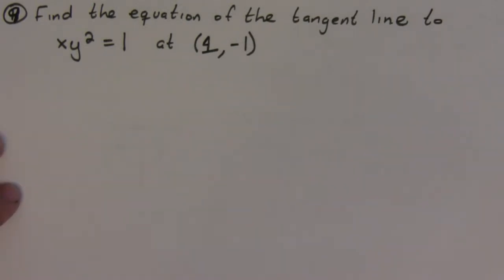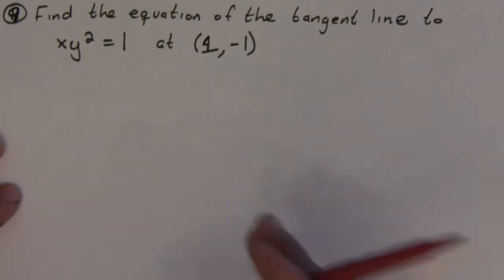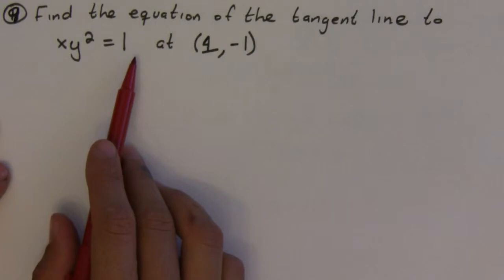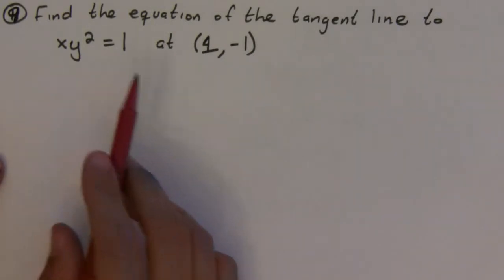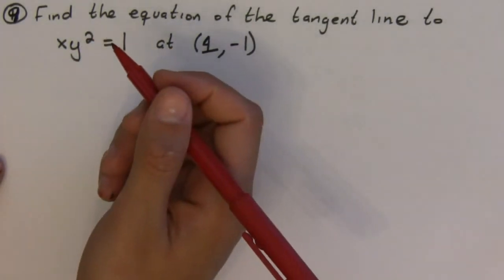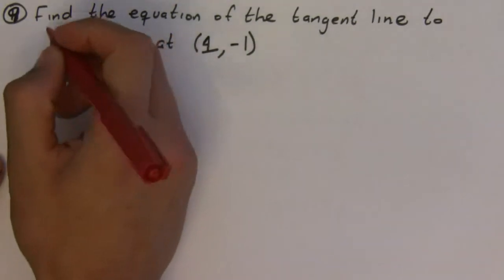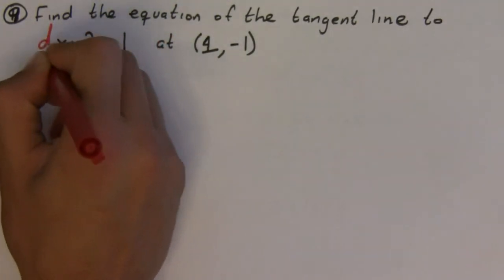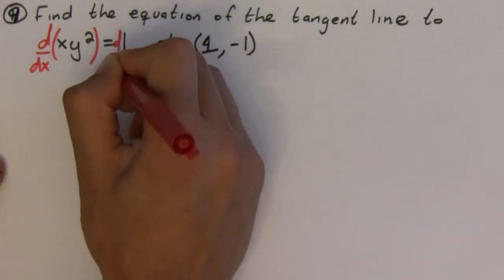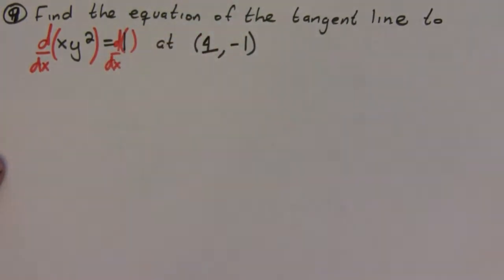Okay, so we're trying to find the equation of the tangent line to this curve, and the equation isn't defined implicitly for y, so we can use implicit differentiation here by getting the derivative of both sides.